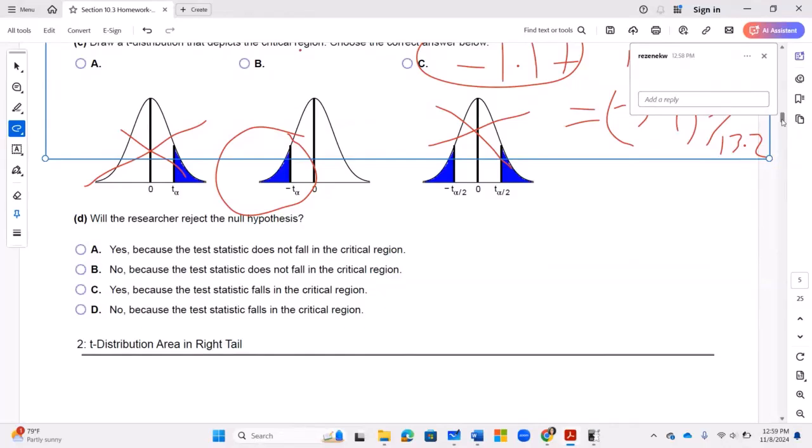All right, so I'm wondering why my battery is dying. Let me check my battery. It's dying. Okay.